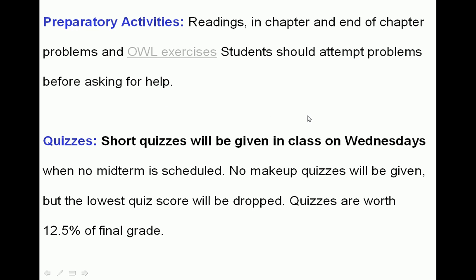Okay, so now we're going to talk about the assessed parts of the course. So this comprises quizzes. Every Wednesday there will be a short quiz, could be a group quiz, could be individual, typically around the 15 to 20 minute mark, every Wednesday when we don't have a midterm. I won't be giving makeup quizzes, but I will be dropping the lowest quiz score. So you get one dropped quiz.